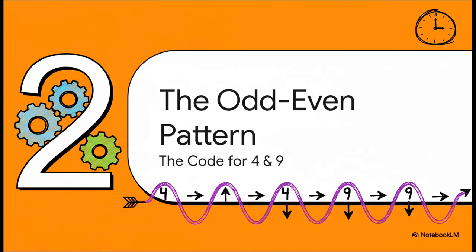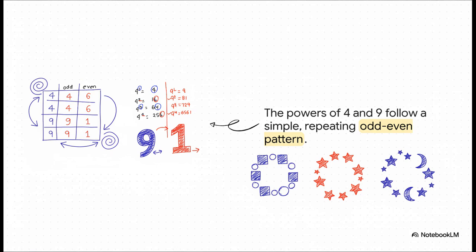Okay, so let's move on and see how this builds with our next set of numbers, 4 and 9. Now, these two follow a really simple, very predictable pattern. What's really cool is the pattern that pops up. Look at the powers of 4. You get 4, 16, 64, 256. The unit digits go 4, 6, 4, 6. And for 9, you have 9, 81, 729. The unit digits go 9, 1, 9, 1. See it? It's just a simple odd, even pattern.